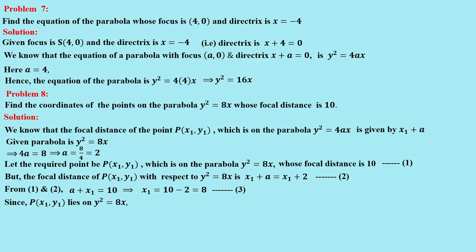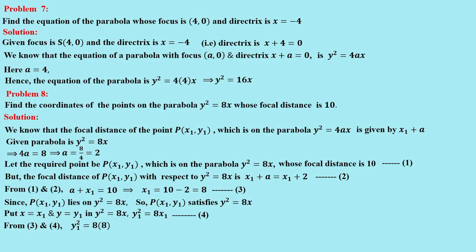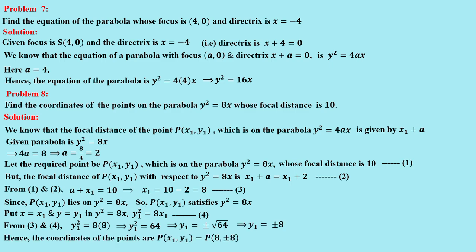Since P(x1, y1) lies on the parabola y square is equal to 8x, it satisfies the equation. Therefore y1 square equal to 8x1, right? So substituting the value of x1, you will get y1 square is equal to 8 into 8, that is equal to 64. Therefore y1 is equal to plus or minus root 64, that is equal to plus or minus 8. So the coordinates of the point P(x1, y1) are P of 8, comma, plus or minus 8.